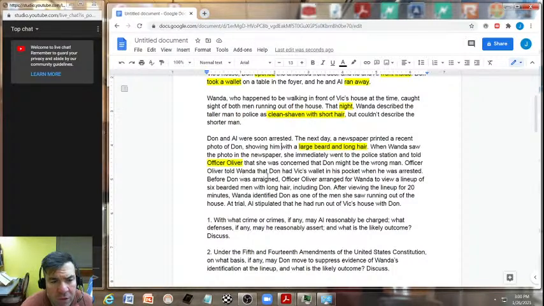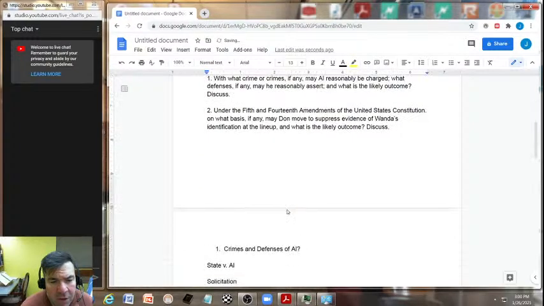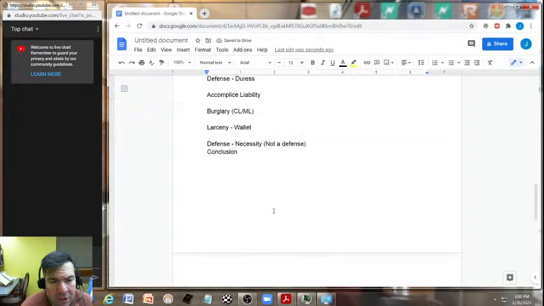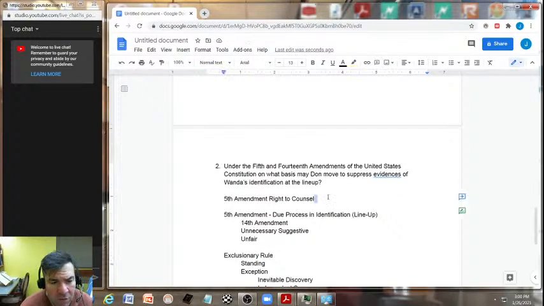Officer Oliver told Wanda that Don had Vic's wallet in his pocket when he was arrested, before Don was arraigned. Very important fact here because that'll help down here, right underneath the right to counsel. Before arraignment, the right to counsel in the Fifth Amendment does not kick in. And because we're sticking with the Fifth Amendment here, the right to counsel would not be effective at this point.